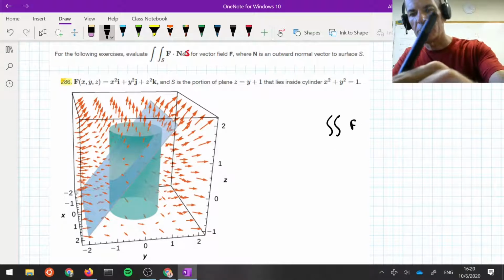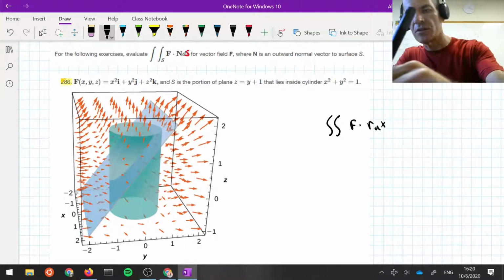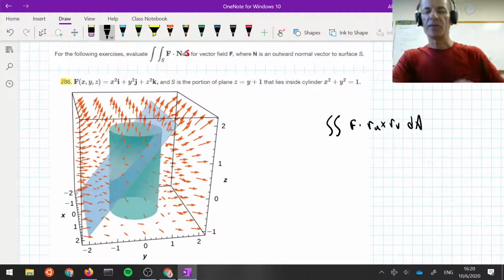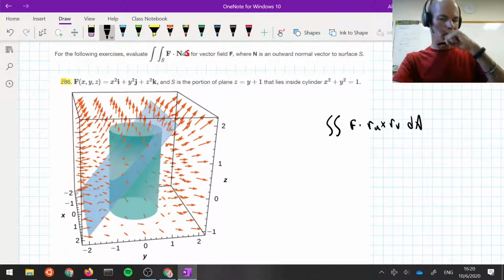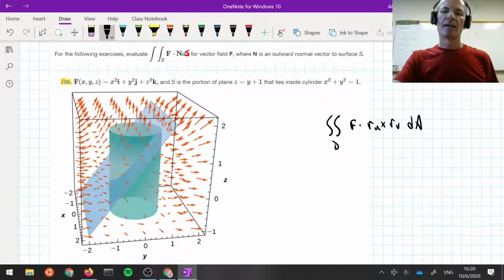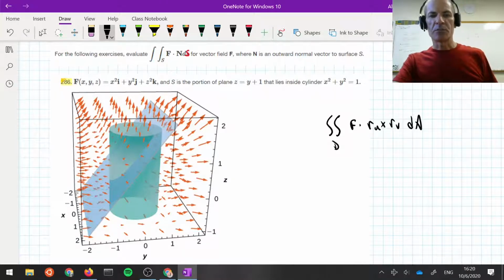Integral of f dot ru cross rv dA, where A is over the parameter values. So this would be over the parameter set. All we have to do is parameterize this thing and then build the integral and execute it.